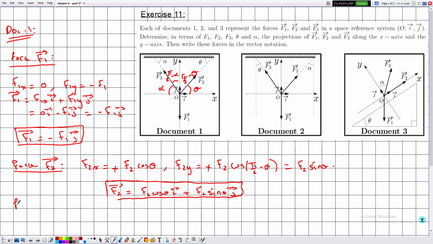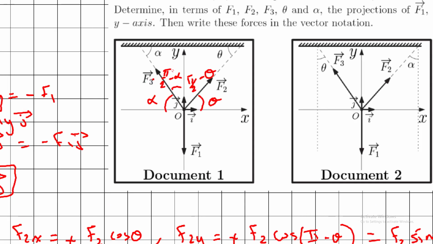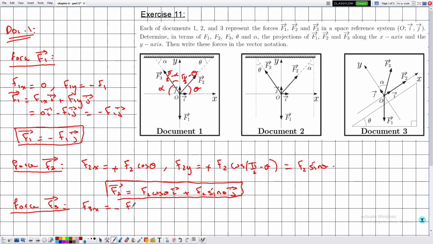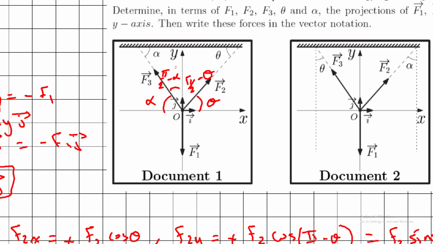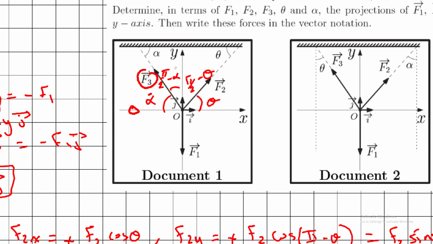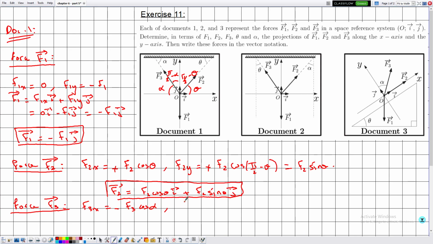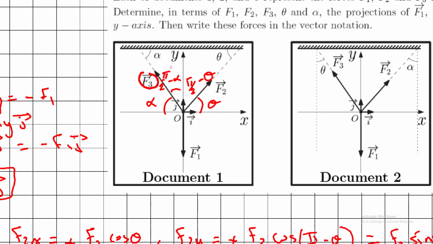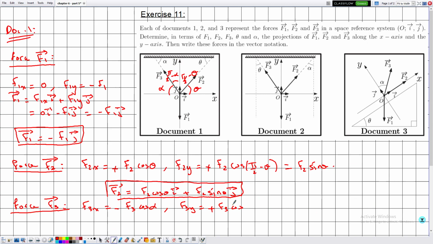Now as for the force F3, let's start with F3x. Notice that in this case F3 is pointing in the negative direction of the x-axis, multiplied by the magnitude of F3 times the cosine of the angle between F3 and the x-axis, which is the angle alpha, so cosine alpha. Now F3y: notice that F3 is pointing in the positive direction of the y-axis, so plus F3 multiplied by the cosine of the angle between F3 and the y-axis, which is pi by 2 minus alpha. So this is equal to F3 sine alpha.